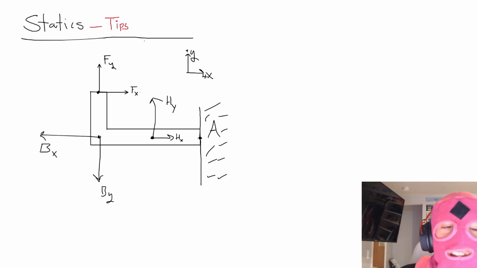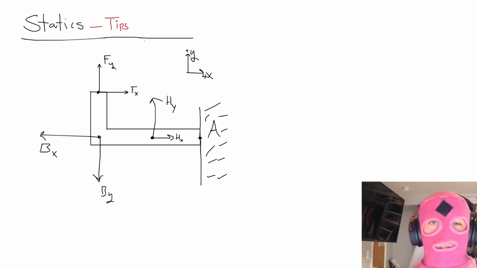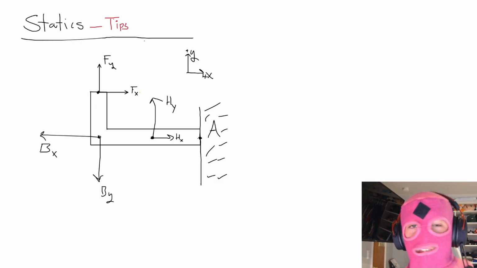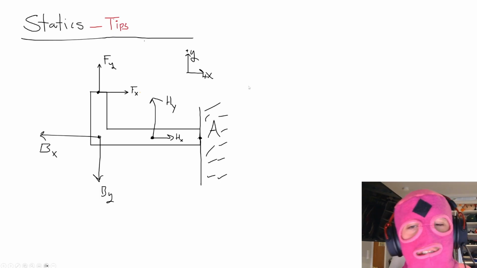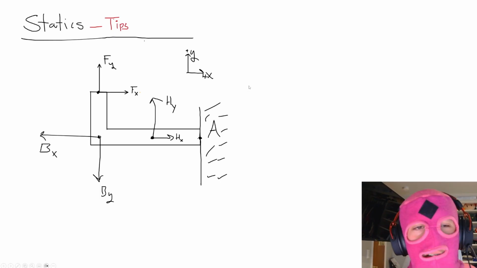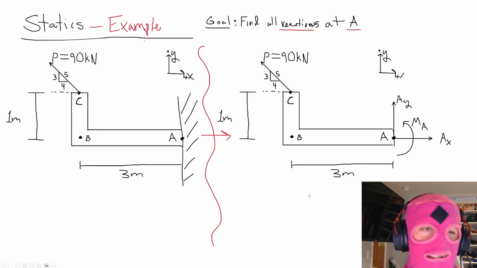My point is choose a point that gets rid of the most unknowns for your moment. That will help you solve quicker, faster, and not catch an algebra mistake in your system of equations. It's just that much better. Next on. That was dragged out. Sorry. Now let's get into an actual example.